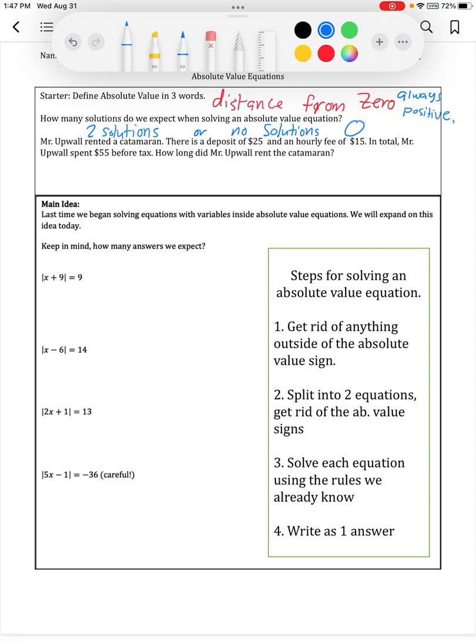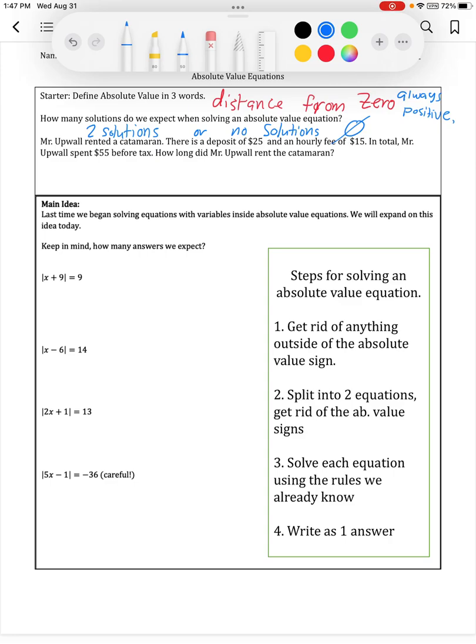The fancy symbol for that is a 0 with a line through it like so. Okay? Keep in mind from last time that we end up with no solution if we take the absolute value of something and then we end up with a negative. Every other time we're going to expect 2 solutions. Okay? So now we're going to start solving absolute value equations.